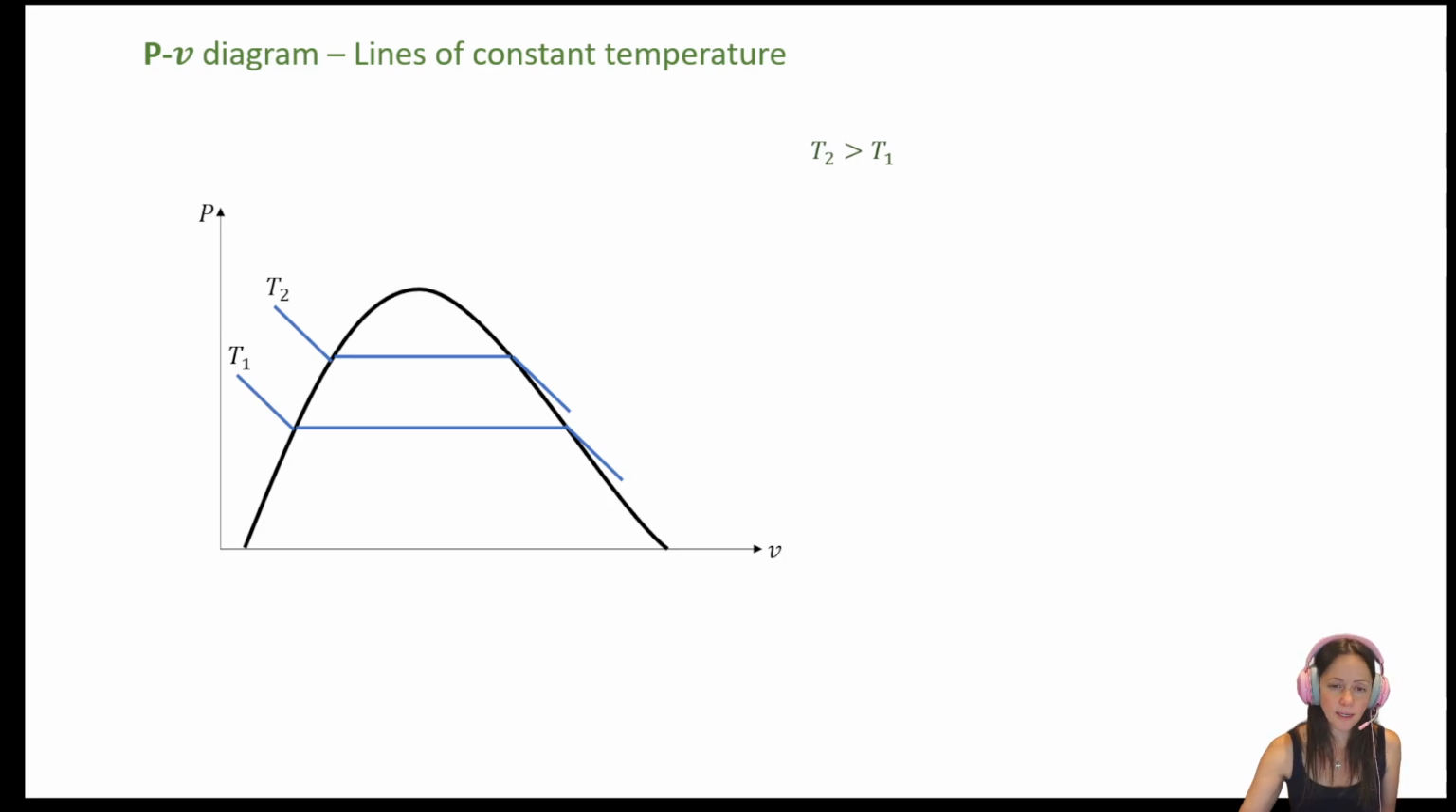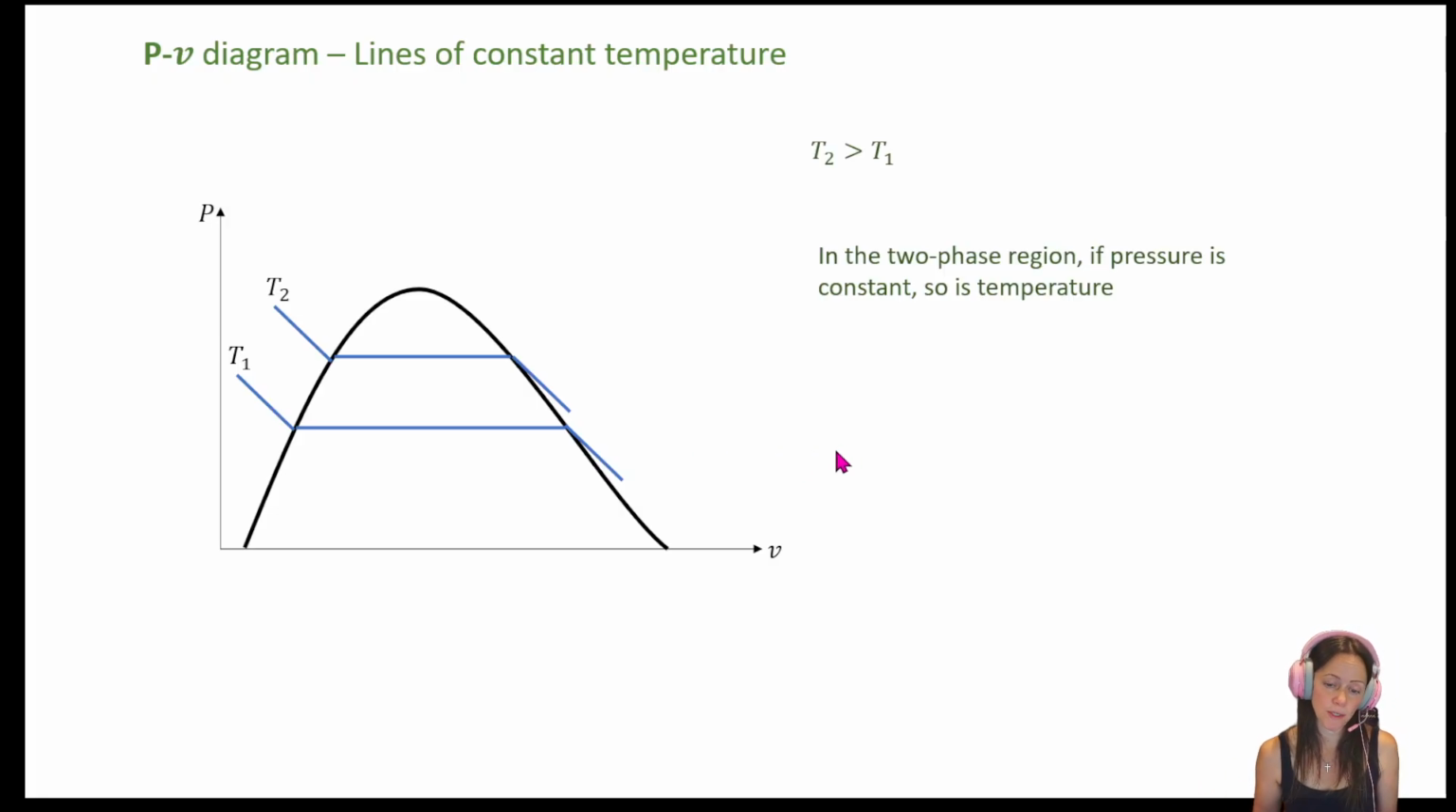All right, so a couple of things to note here. If we're in this two-phase region, say we're looking at a process from T1, where we go from a saturated liquid, right on this line, to a saturated vapor, if it's a constant pressure process, right, so pressure's on this side, it's going to go straight across, and it's going to be on that line of constant temperature as well. So if the pressure is constant, so is the temperature.